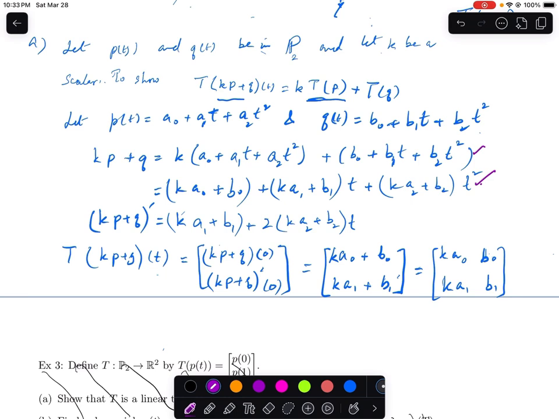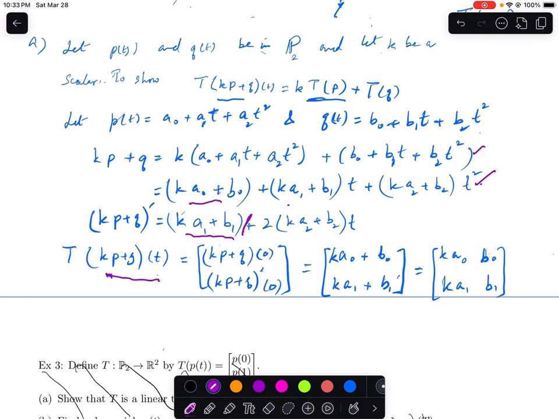Now if I take the derivative of that, the constant term, the first term, will be 0, and I will be left with k a1 plus b1, then plus 2 times (k a2 plus b2) t. So the t is gone from here, in this case, and the t squared became t and the constant became 0.